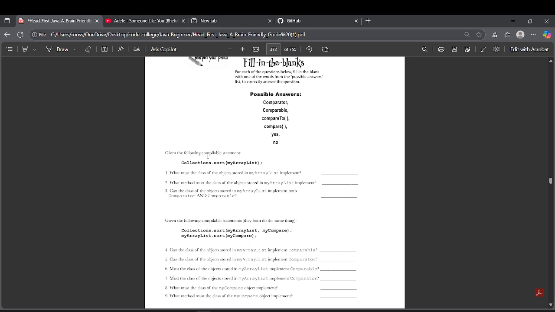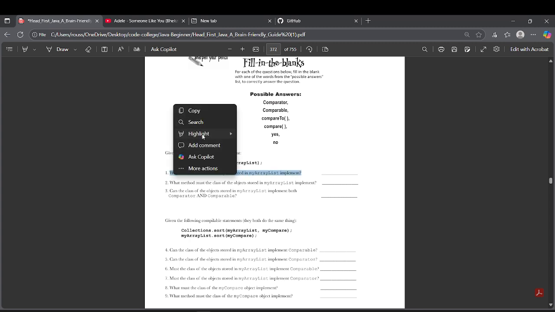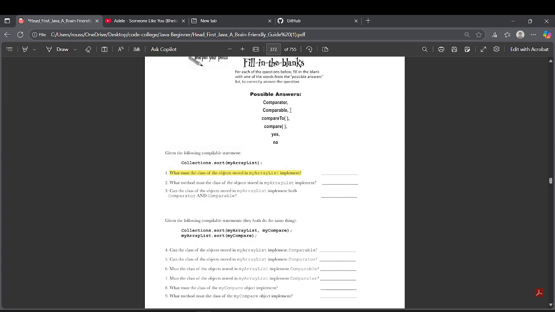Given the following comparable statement over there, what must the class of the object stored in my array list implement? So now we're going to take a look at the possible answers and go answer it. So what must the class of the object stored in my array list implement? That should be comparable. I'm just going to highlight number one. And over here, I'm just going to make it yellow as well.